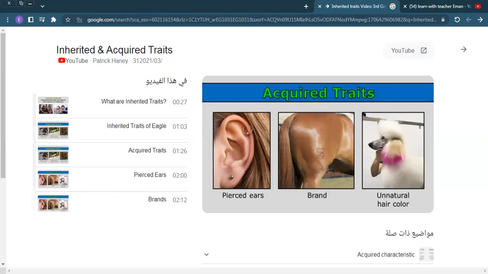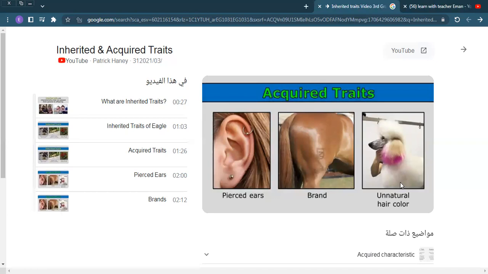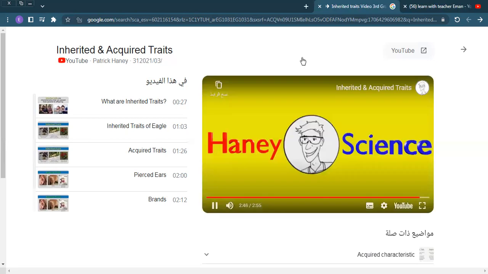And this poodle, while it normally has white hair, has acquired an unnatural hair color. So the purple hair you see has been dyed. That is an acquired trait. The dog has acquired that purple hair during its life. So I hope this video helps you understand the difference between inherited and acquired traits.